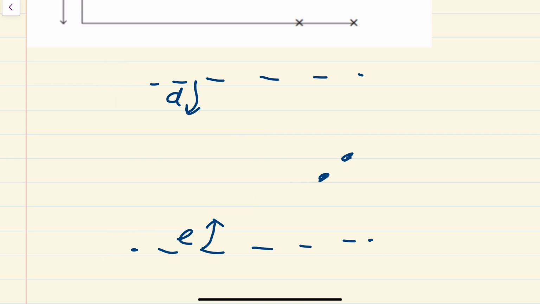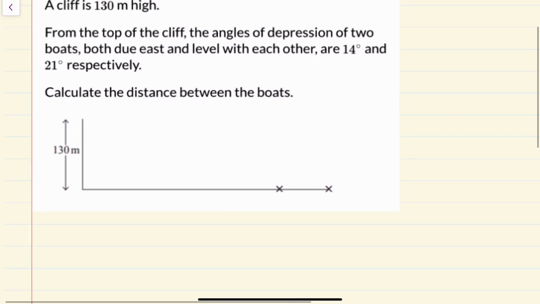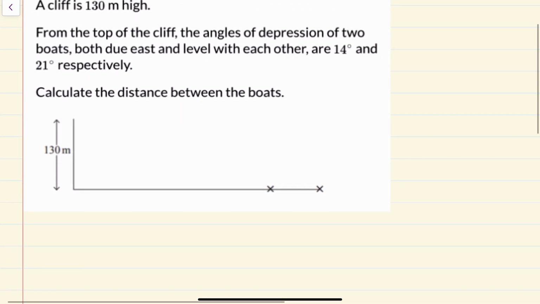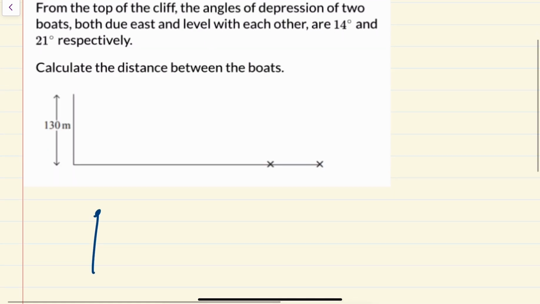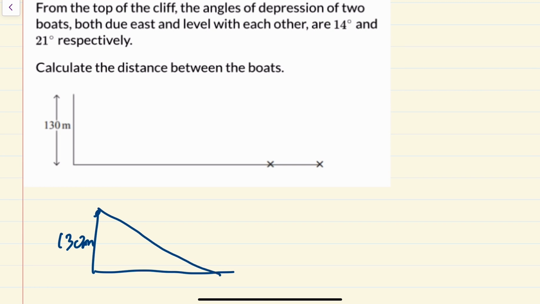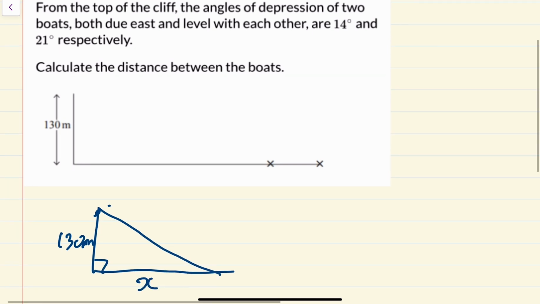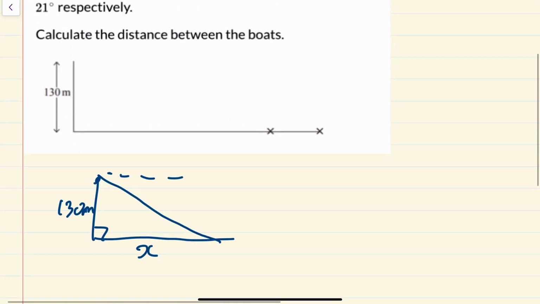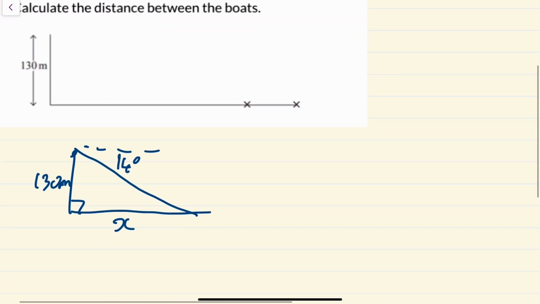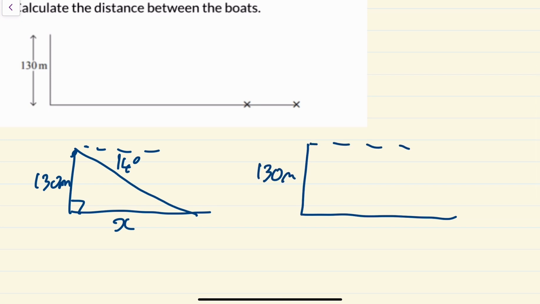Okay, we're going to redraw this diagram. I'm going to draw two right-angled triangles. It's definitely the easiest way of doing it. So here, from the top of the cliff, there's my cliff, and it was 130 meters high. What I want to find is a horizontal distance, call that x. And this angle in here was 14 degrees. And then for the other one, 130 meters again. The angle of depression for it was a bit steeper. It was 21 degrees, and I'll call that y. And that's what we need to find. We need to find x and y.